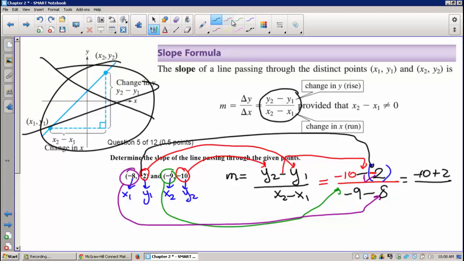Same thing is valid for the denominator. This is not just 8, it's negative 8. So that double negative combines into positive 8. Okay, 2 mistakes.